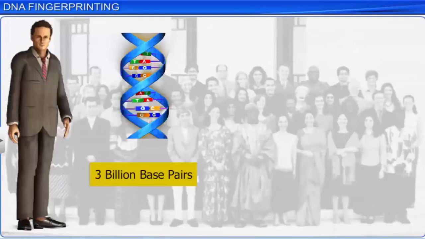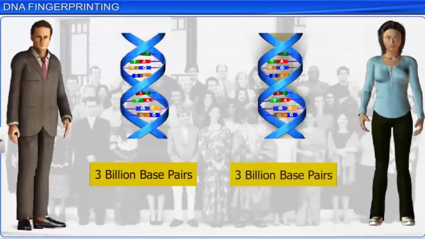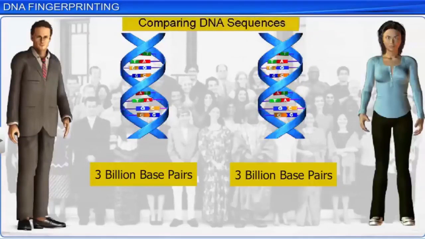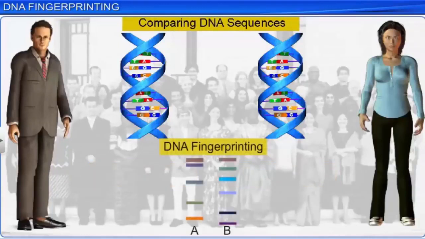Therefore, it would be a time-consuming and expensive task to find out the genetic difference between two individuals, as it would require comparing two sets of 3 billion base pairs. An easier and quicker solution to comparing DNA sequences is DNA fingerprinting, which is a test to classify and analyze DNA or the genetic information.